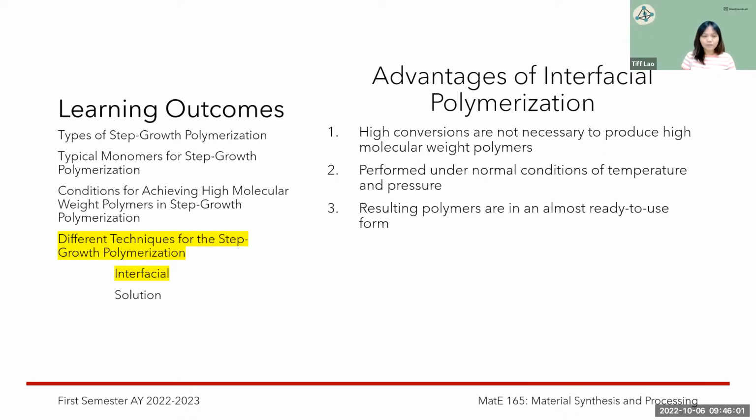Okay. So the advantages of interfacial polymerization. Number one, although high conversion is needed in general step growth polymerization, in interfacial it is not that important to produce high molecular weight polymers. Number two, like what was said in the video earlier, it can be performed under normal conditions. And number three, the resulting polymer is ready to use right away.